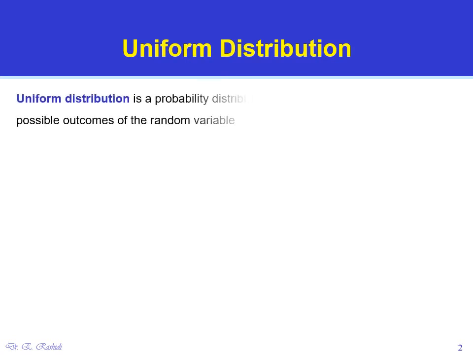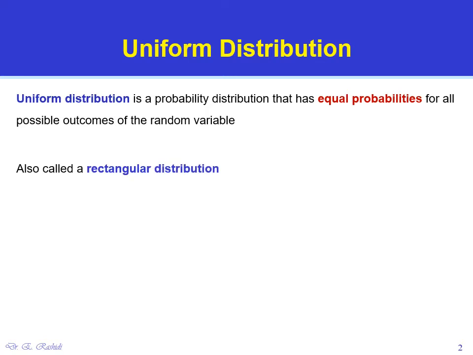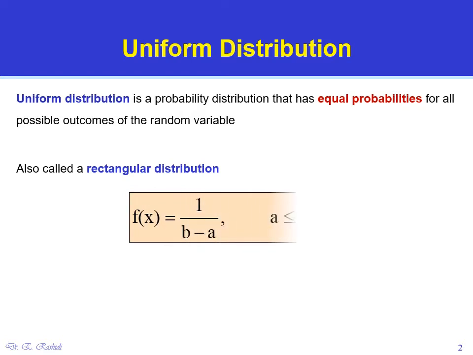Uniform distribution. Uniform distribution is a probability distribution that has equal probabilities for all possible outcomes of the random variable. It is also called the rectangular distribution. This is the probability density function for uniform distribution.